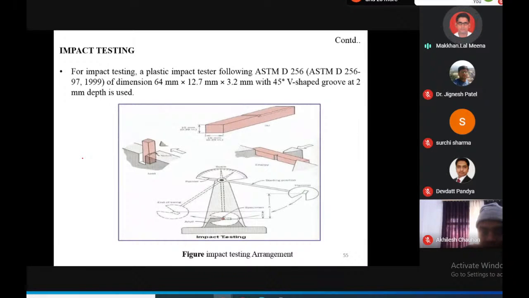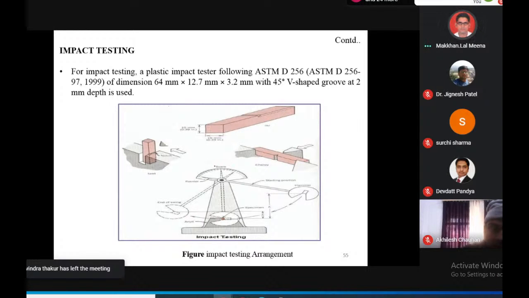And this is the impact testing. For impact testing, we can see in this diagram also. The dimension of the specimen according to the ASTM standard is 64 by 12.73 mm. The depth of the notch is around 10 mm. The specimen is clamped in a square support, and is struck at its central point by a hemispherical bolt of diameter 5 mm. The respective values of impact energy for different specimens are recorded directly from the dial indicator.